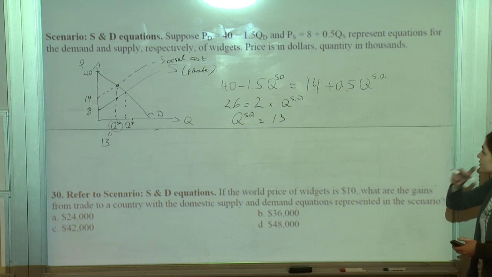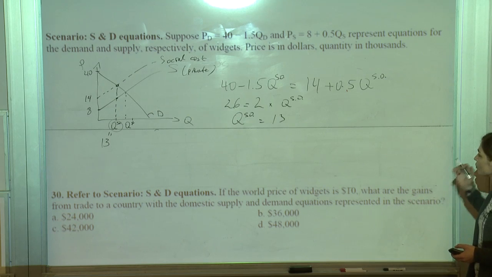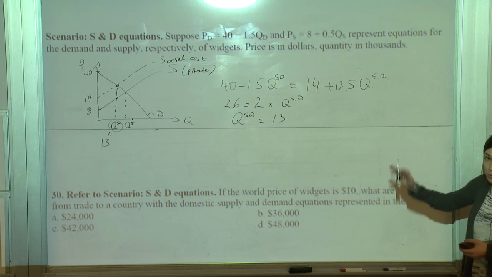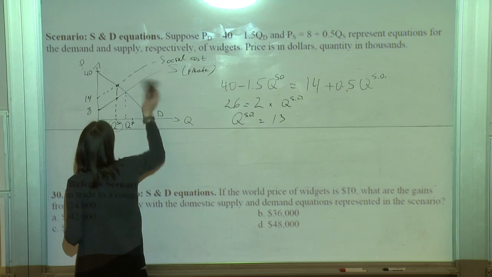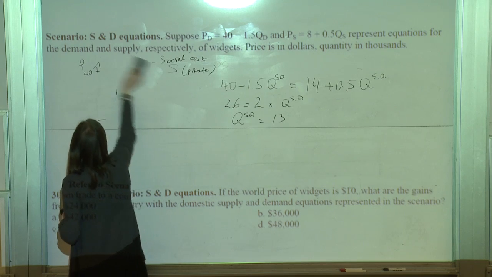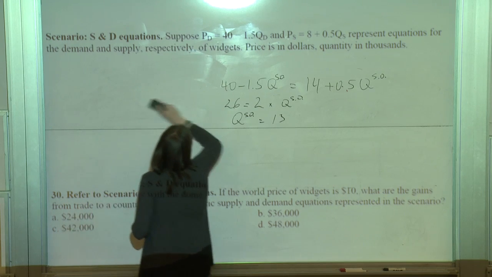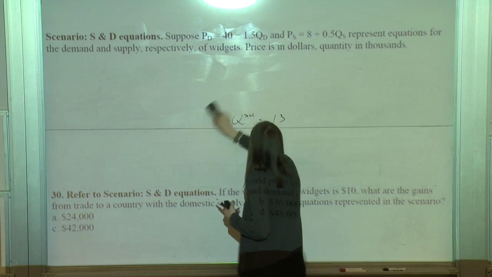All right, so again, the same scenario. The question is if the world price. All right, so we don't have any externality. This was for the previous question, right? So we're in the original scenario where we just have the two curves.